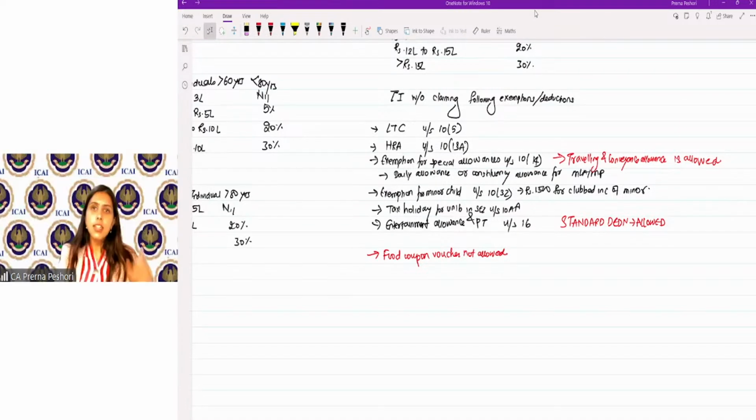Then, which is the other deduction which is not allowed? So for salaries, we are clear. As I said, for the salaries, we will not allow the standard deduction, PT, PF, entertainment allowance. Then the HRA, leave travel concession, food coupons, these will not be allowed. What is allowed is only the traveling conveyance allowance and the standard deduction. Let's proceed further. Then you cannot claim.